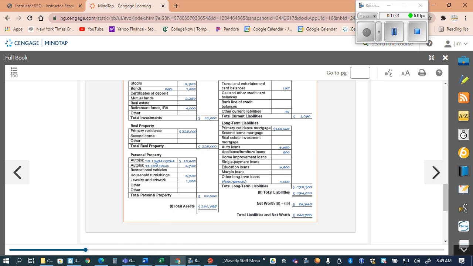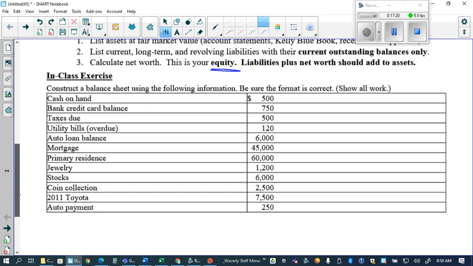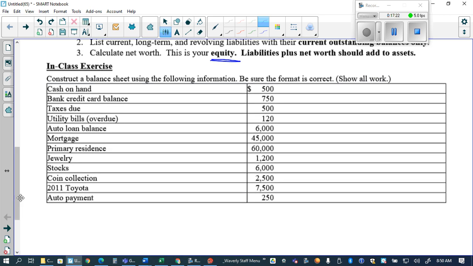All right. So I do have an example. I think that's the next thing we're coming to. In-class exercise. So let's go to that. We're going to work on that here for a minute. Okay. So they want us to construct a balance sheet using the following information. We're going to be filling in.